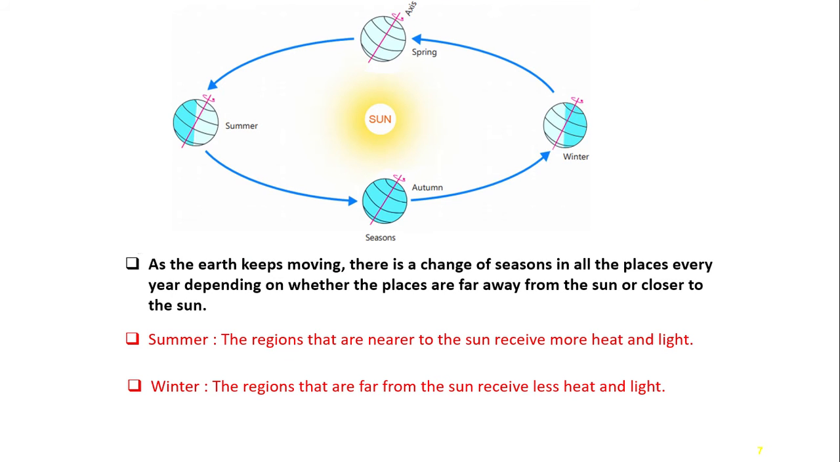The rotation and revolution of the earth around the sun causes different seasons at different places on the earth. When the earth revolves around the sun on its orbit, some regions on the earth are closer to the sun and some are far away. The regions that are nearer to the sun receive more heat and light. These regions experience the summer season. The regions that are far away from the sun receive less heat and light. These regions experience the winter season.